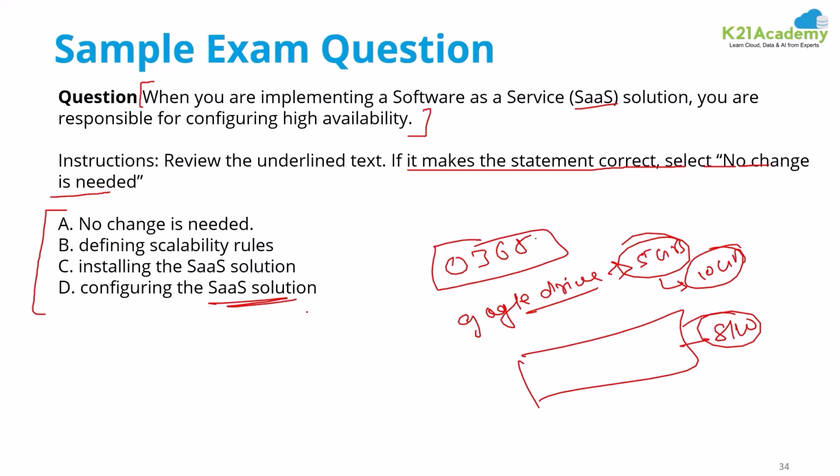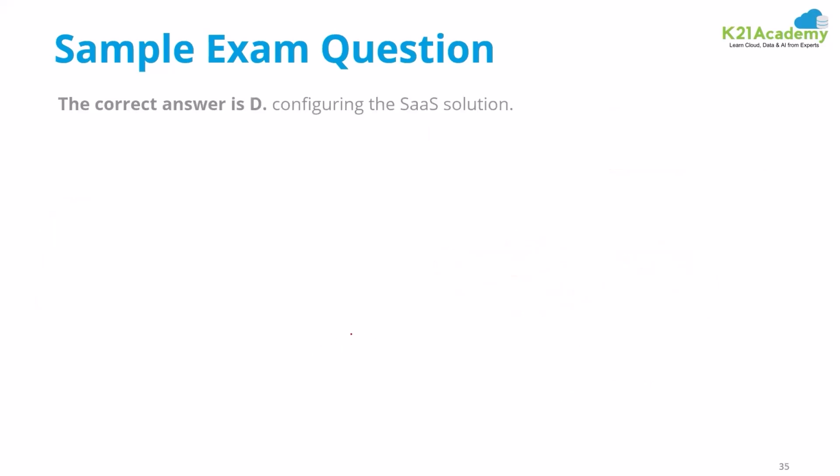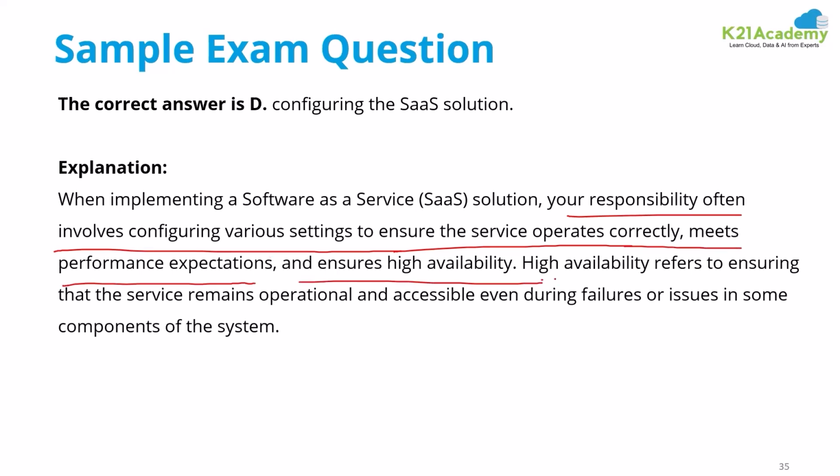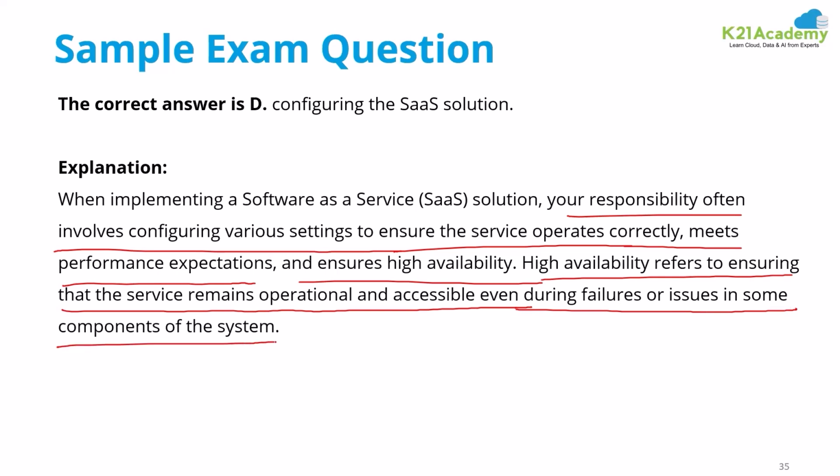So configuring this SaaS solution is something that we only have to do when and where it is required. Apart from that, we don't have to do anything. Hence, I think that will be the explanation. While implementing software, your responsibility often involves configuring the various settings to ensure the service operates correctly, meets performance expectations, and ensures high availability. High availability refers to ensuring that the service remains operational and accessible even during failures or issues in some components of the system. So that's the reason why the correct answer is D.